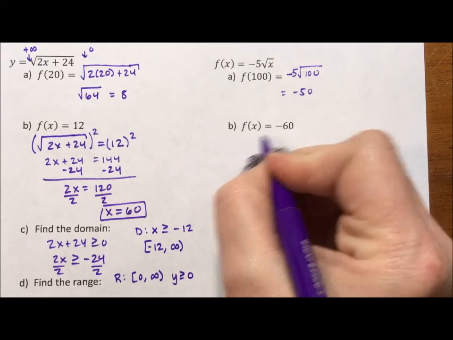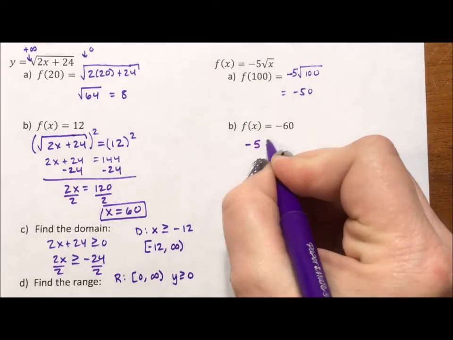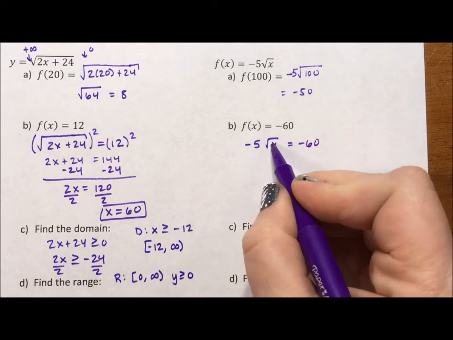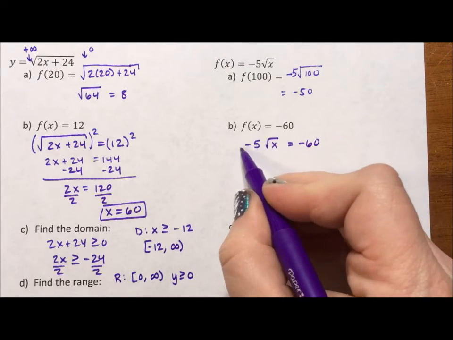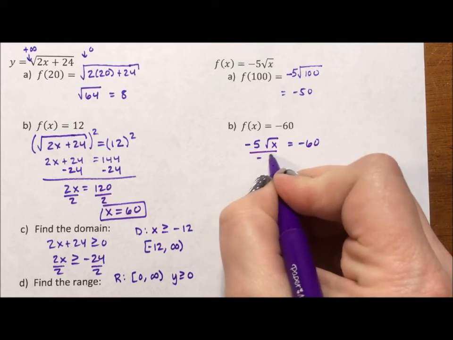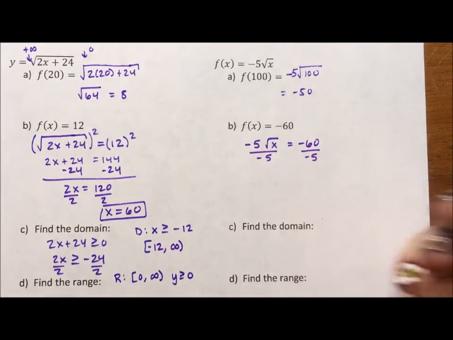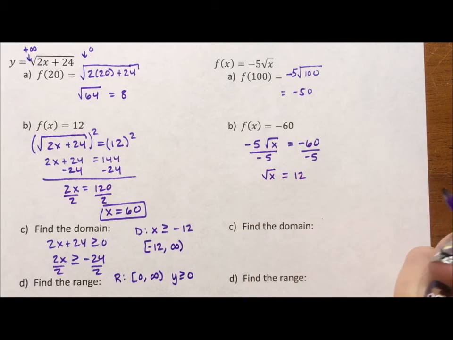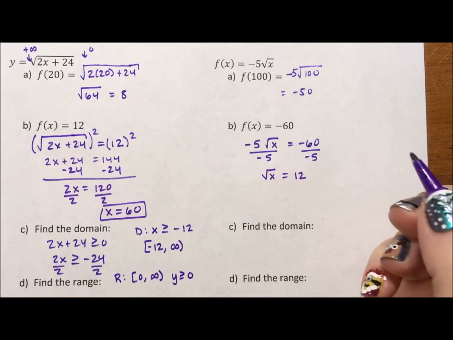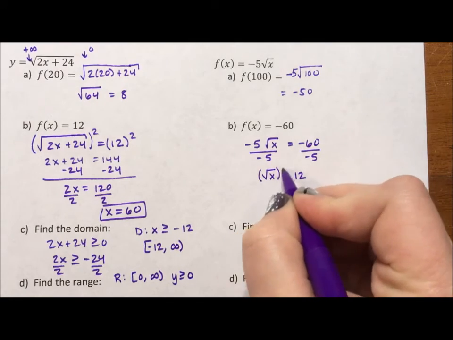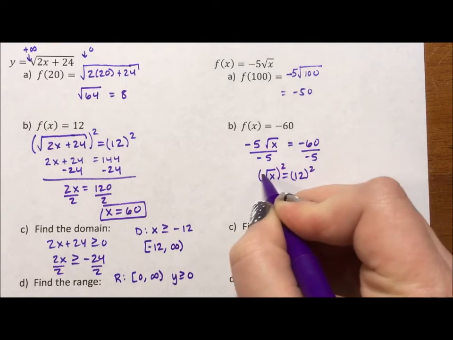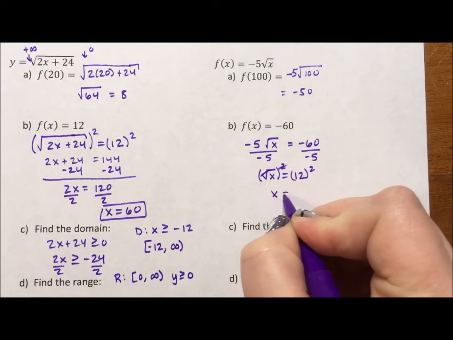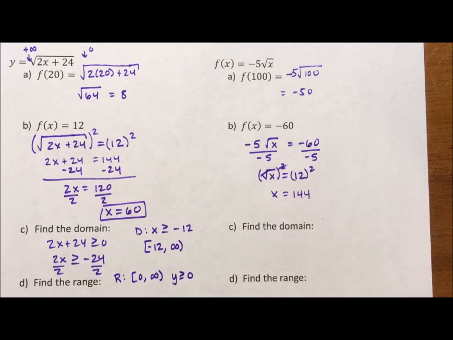If I set this equal to negative 60, so negative 5 times the square root of x equals negative 60, my first instinct is to say, oh no, a square root can't be a negative, but because we're multiplying by a negative and our first step needs to be to divide that negative 5 over, we get the square root of x equals 12, and now it is perfectly acceptable. We square both sides. On the left-hand side, the square root and square are inverses and cancel each other out. And 12 squared is 144.